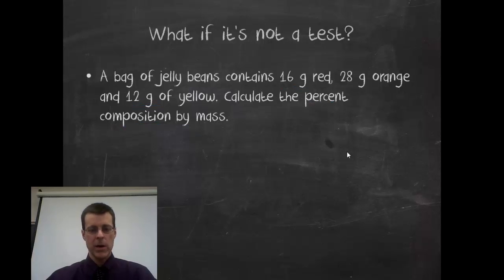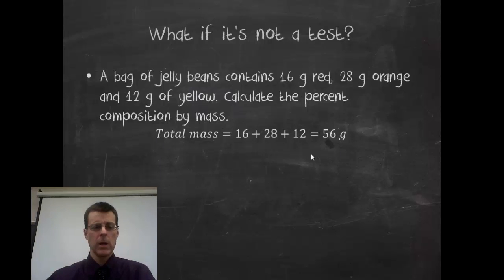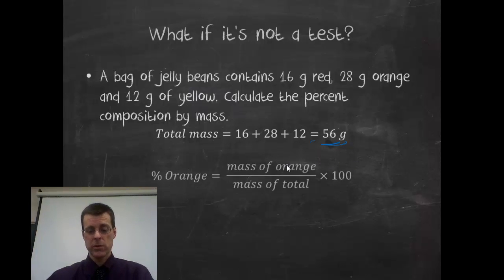So I've got a bag of jelly beans that contains different components, and I know the masses of each component. And I want to know the percent of the total mass that each piece makes. Okay, so the first thing I need to do is find that total mass. So take my red, orange, yellow jelly beans, add up the total masses, I get 56 grams. So then the percent, I'm going to use orange, is the mass that was orange divided by the total mass of all of them put together and then multiply by 100.